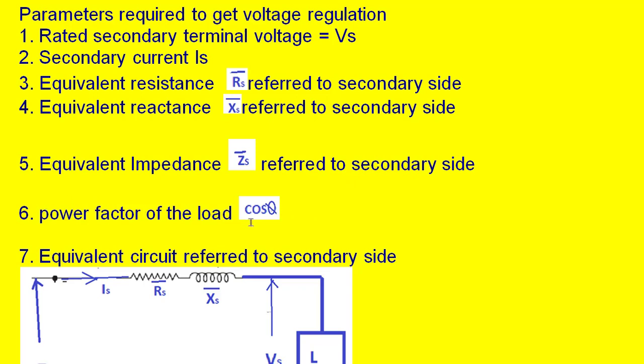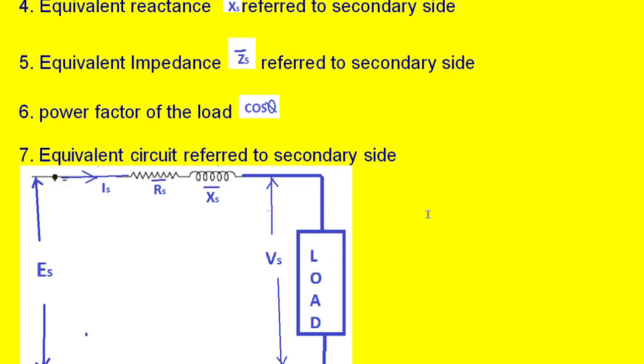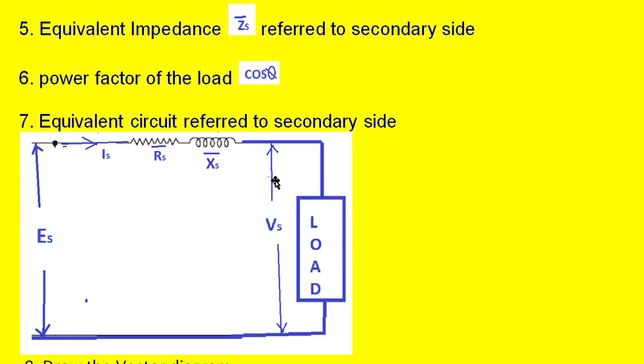And the power factor of the load, we assume here a lagging load. So we write cos phi, and phi is the load power factor angle, which is lagging in nature. Next is the equivalent circuit referred to the secondary side. We have to draw it first.